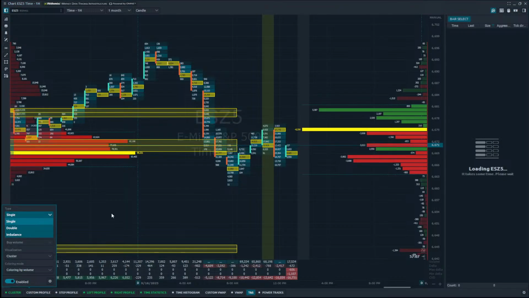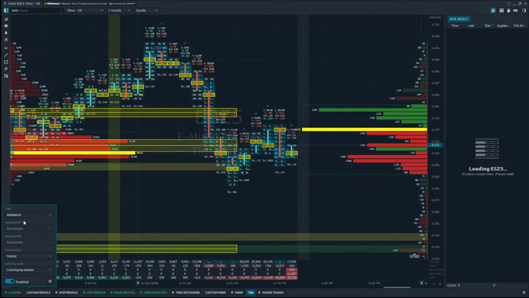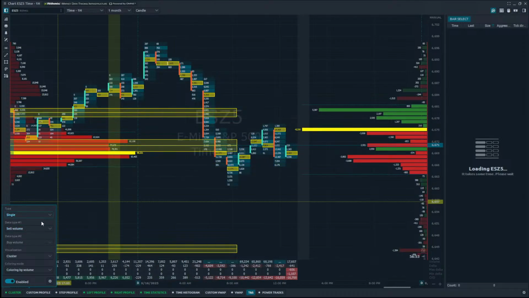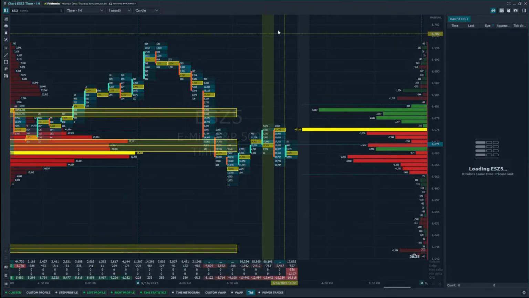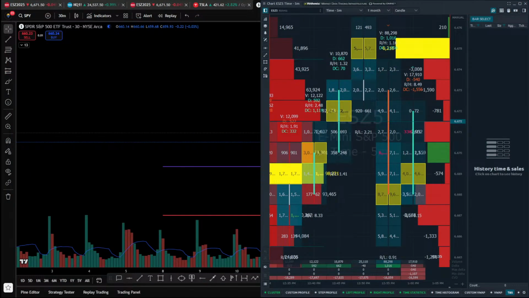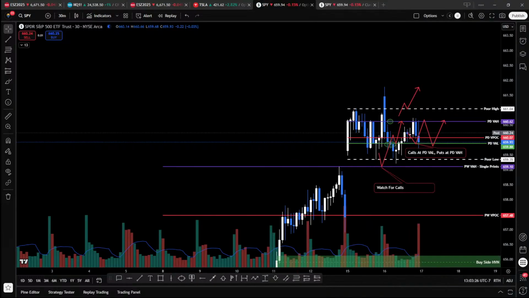One is, you click on cluster, and then you click imbalance. So I watch imbalance charts, and we'll talk about this more extensively as we get into the video. And then I also watch the single with all volume. So those are the two charts that I really look at. So imbalance, and then single with all volume. Again, we'll talk about that more as we get into this video.